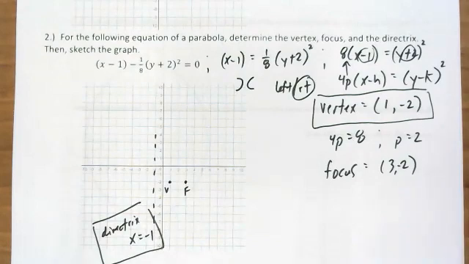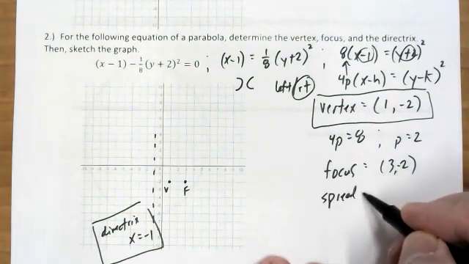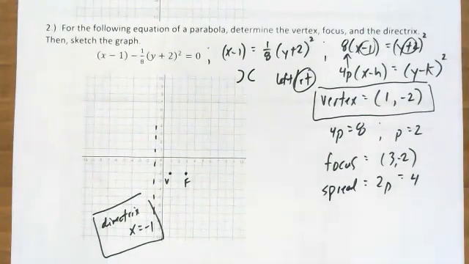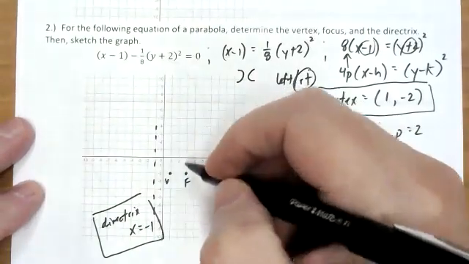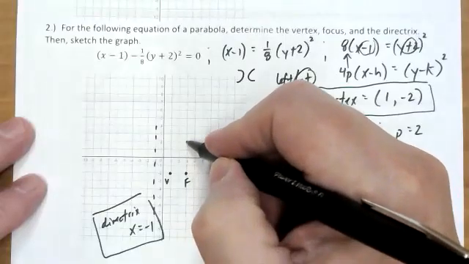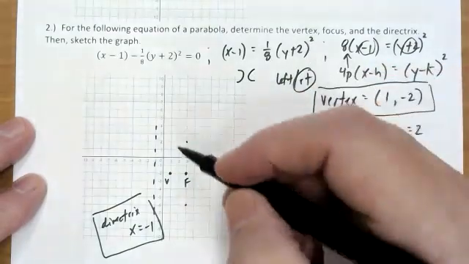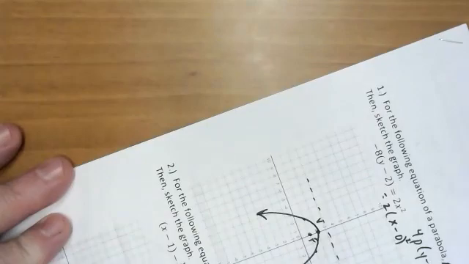Now, the last thing I need to do is make the sketch. So once again, I'm going to calculate the spread, which is 2p, which is going to be 4. So now from my focus, I'm going to move up 4 and then down 4. And then I can make my sketch. 1, 2, 3, 4. 1, 2, 3, 4. So this one is wider than the first problem we did.